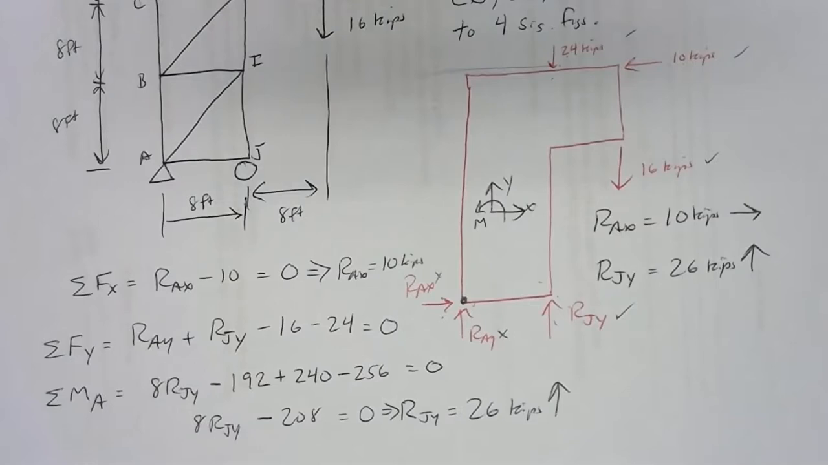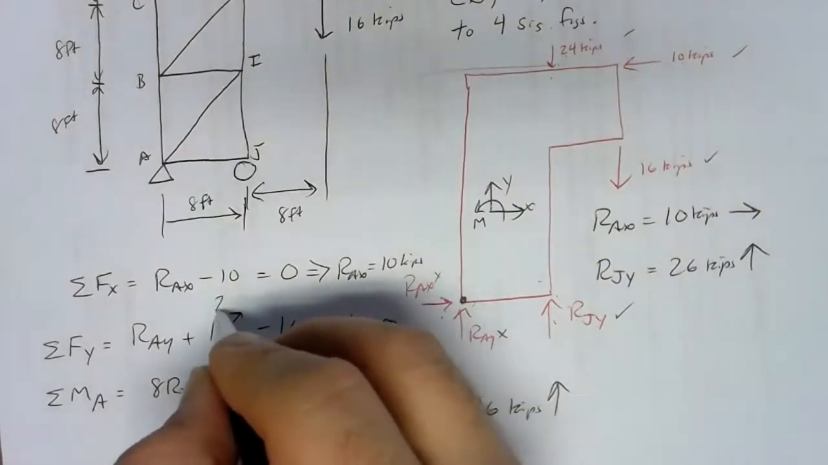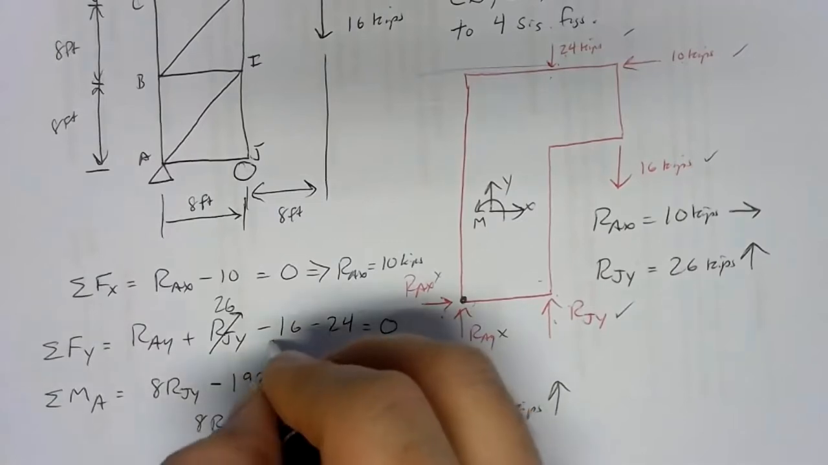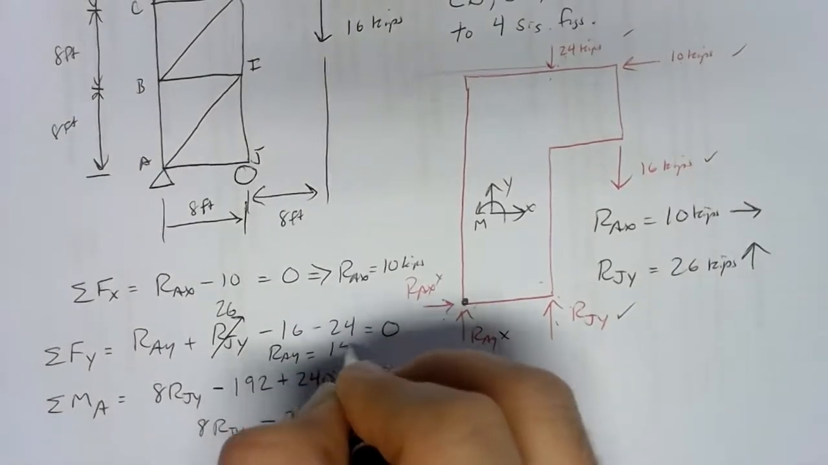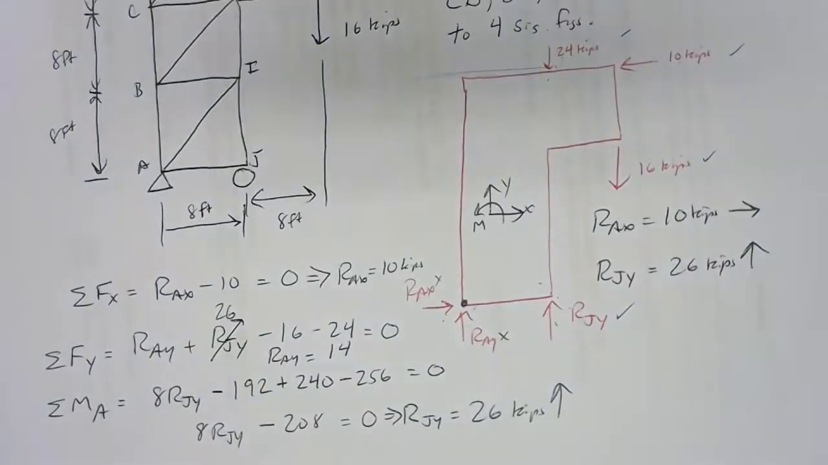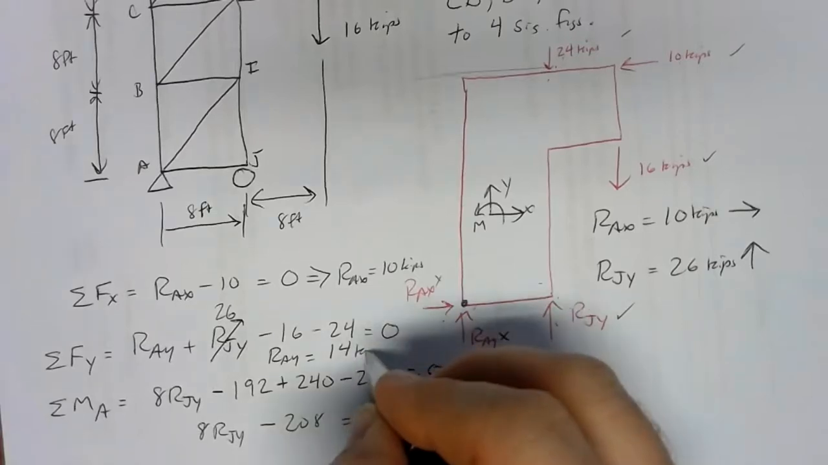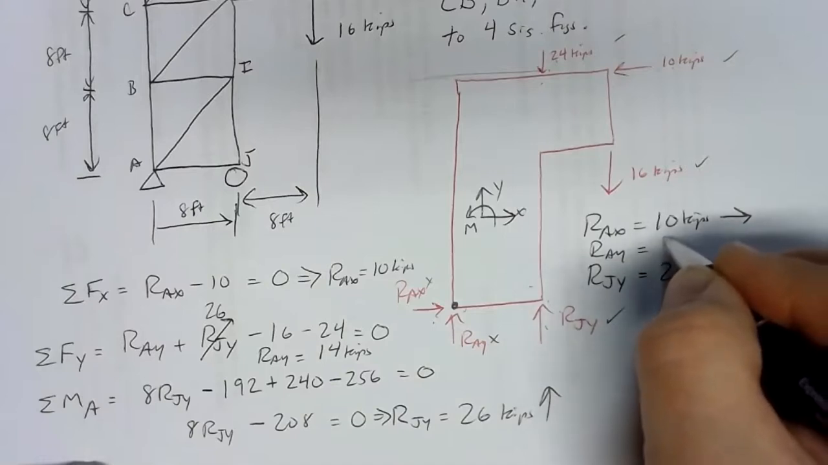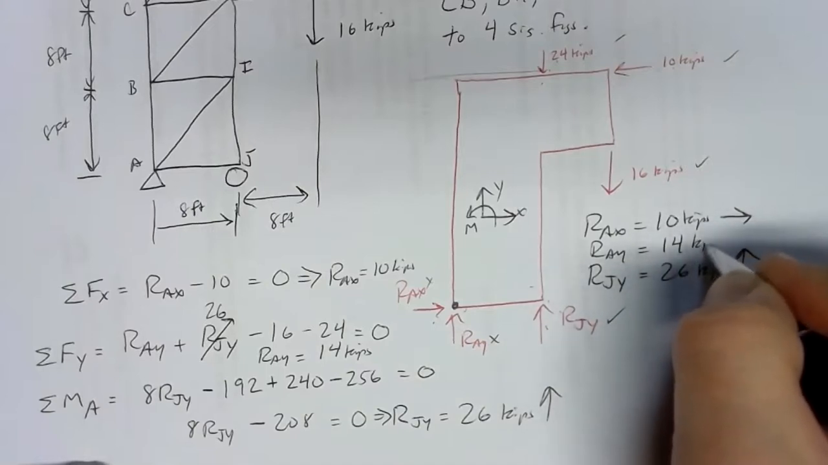Well, now we can go back to our y direction equation and plug in what we know. We know RJY is a positive 26. So we've got 26 minus 16 minus 24. That gives us a negative 14. We add that 14 to both sides, and it looks like RAY is a positive 14 kips. So RAY, positive 14 kips.